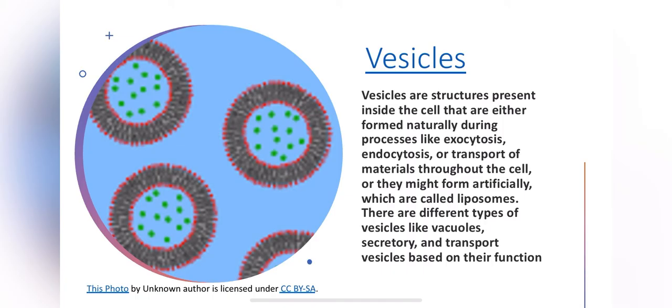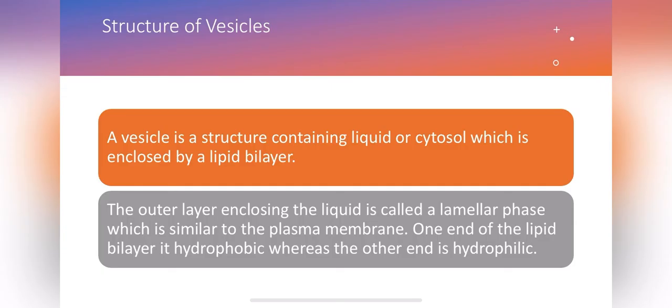Next one is vesicles. Vesicles are structures present inside the cell that are either formed naturally during processes like exocytosis, endocytosis or transport of materials throughout the cell, or they might form artificially, which are called liposomes. Structure of vesicles. A vesicle is a structure containing liquid or cytosol which is enclosed by a lipid bilayer. The outer layer enclosing the liquid is called a lamellar phase, which is similar to the plasma membrane. One end of the lipid bilayer is hydrophobic, whereas the other end is hydrophilic.